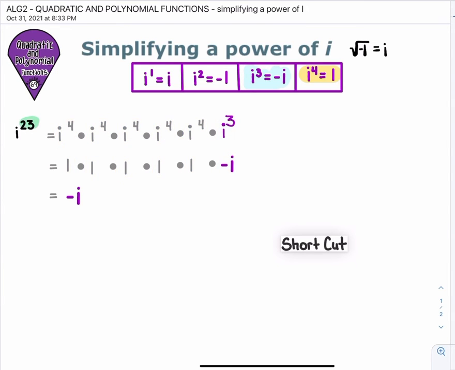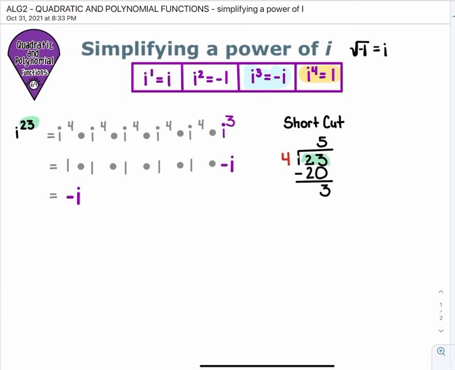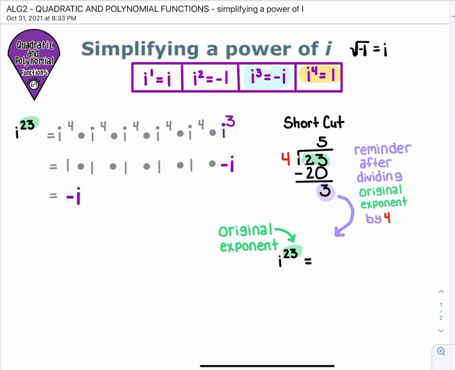The first strategy that I gave you, we rewrite the power using as many i to the fourths as possible. But how about a shortcut? You start the shortcut by taking the exponent and dividing it by 4. If I divide 23 by 4, I get 5 remainder 3. I only care about the remainder. So you replace the previous exponent, which was 23, with the remainder. So that equals i to the third. Looking at our memorized powers of i, we get -i.